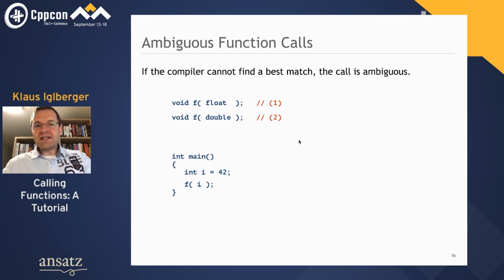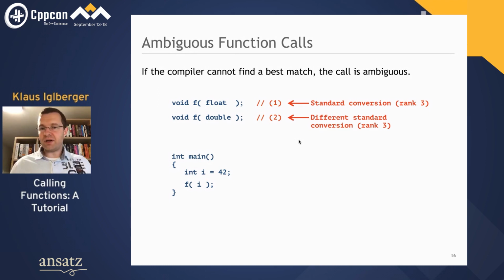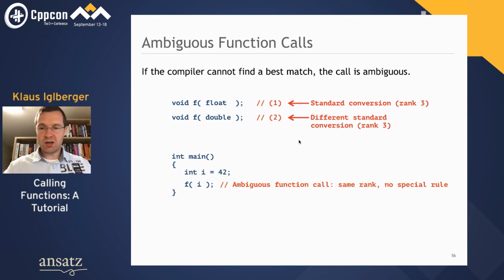So if indeed two functions are matched equally, for instance, in this example, where I have two functions f, one takes a float, function 1, one takes a double, function 2, and I pass an integer, then both functions would be ranked as standard conversion, rank 3. Yes, it's different standard conversions, but still none of them is considered better. It is both rank 3. There is no special rule available. This function call is now ambiguous. Same rank, no special rule.